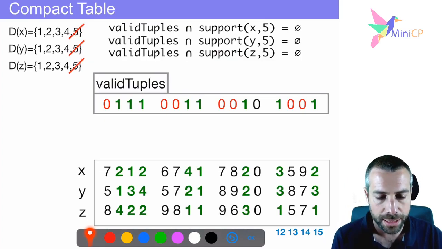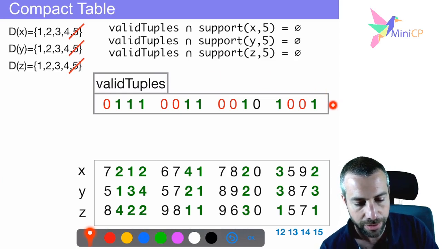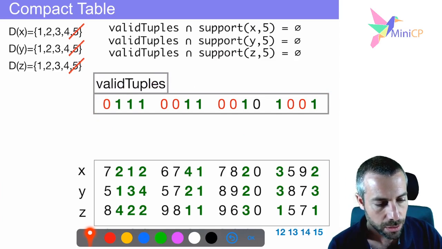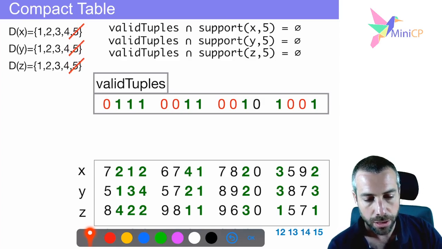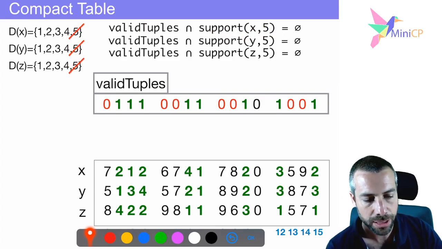Let's look at one example of filtering. So this is my valid tuple bit set here. And as you will see, I can safely remove the value 5 from the domain of z, y, and x. This is the case because if you do the bitwise check to see if the intersection of the support with valid tuples is empty, you can remove it from the domain of x, y, and z.